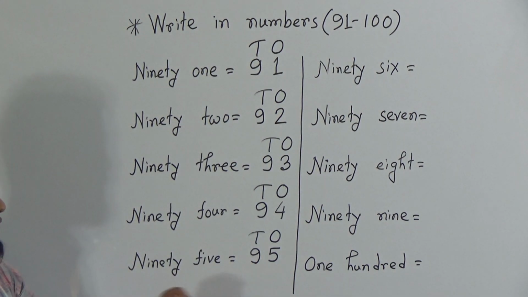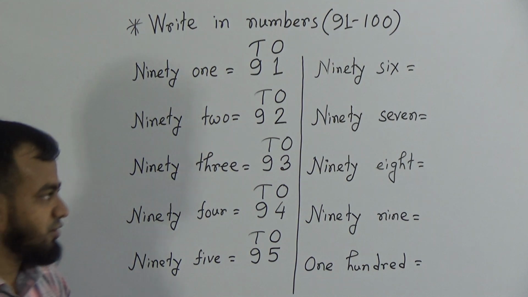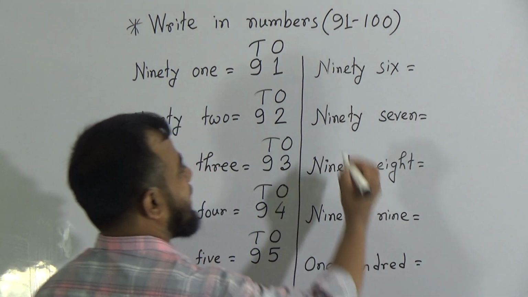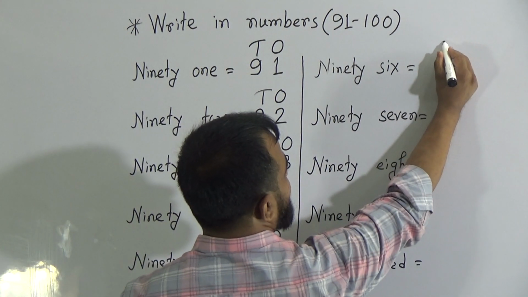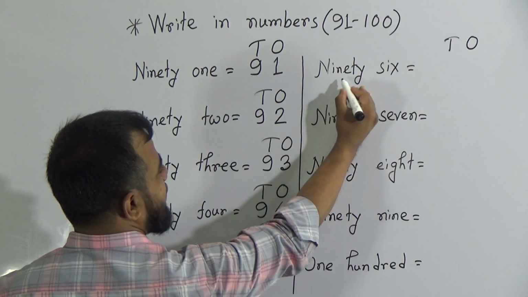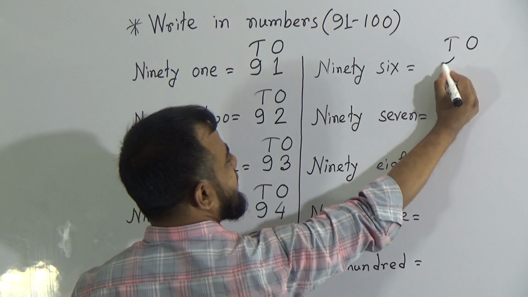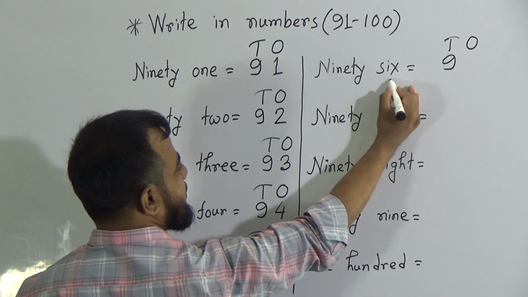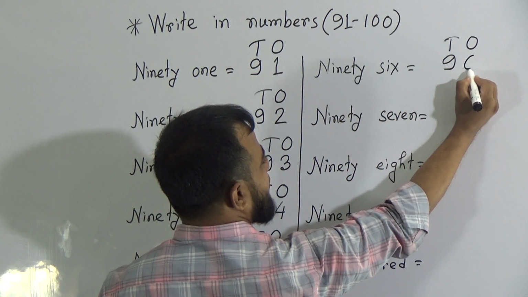After 95, the number comes which is 96. My dear students, on the right side, top side I have written here 96. To write down 96, we must indicate the place value of tens and ones. To write down 90, we must write down 9 in the tens place. To write down 6, we must write down 6 in the ones place.